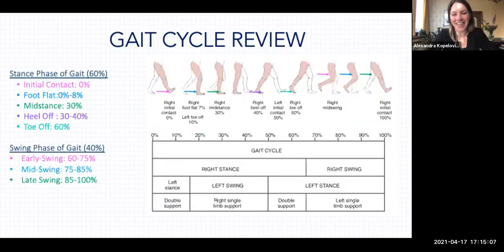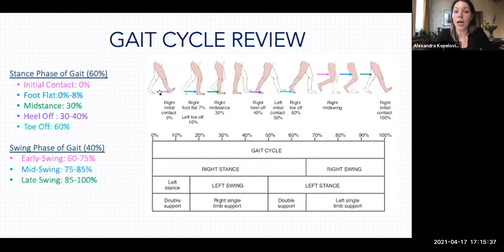Okay, let's continue with our gait cycle review. Now we can subdivide the stance phase of the gait and the swing phase of the gait. In the stance phase of the gait, we have 5 subdivisions, and in the swing phase of the gait, we have 3 subdivisions. Here, once again, this is the same drawing from a minute ago. We begin the gait cycle at 0 to about 60%. This is our stance phase. The stance phase is divided into initial contact, marked with the pink.